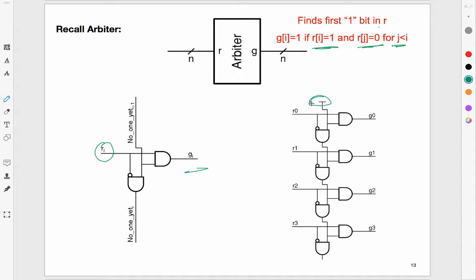Now the problem with this design is that it's not fair, because every time we do an arbitration, we are starting from bit number 0. So if, let's say, source number 1 is very greedy, then it will keep winning because it requests every round, and will hog the resource. So we want a fair arbiter.